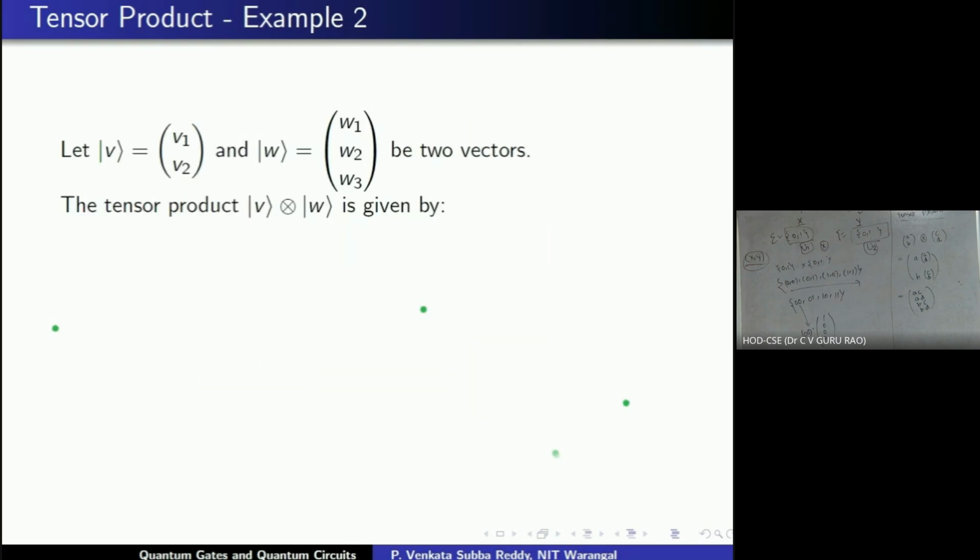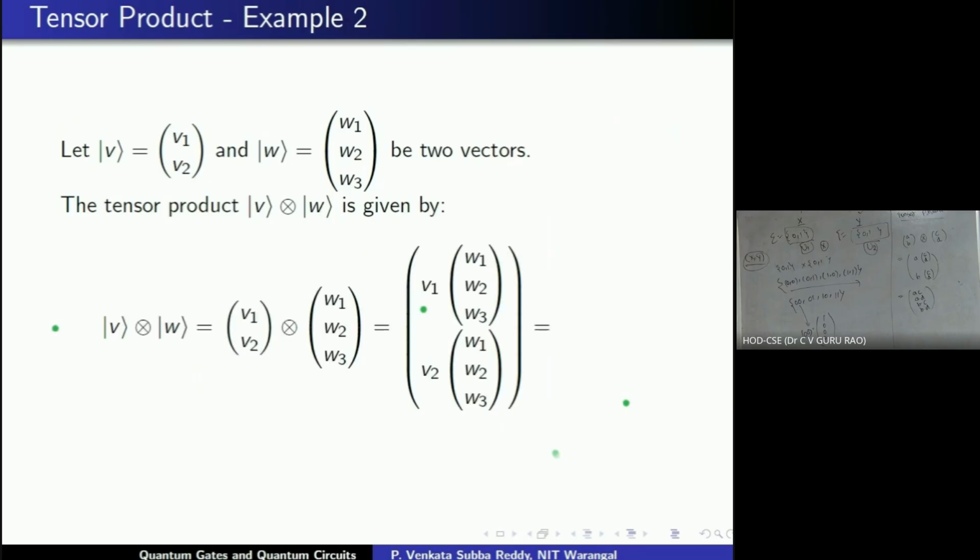Now what is the tensor product of this? Can all of you try and tell me? V1, W1, V1, W2. Is that okay? So as it is, I have written the second matrix, copied. V1, W1, first row. This is the second row. This is the third row, fourth, like this. Is that okay? Okay.